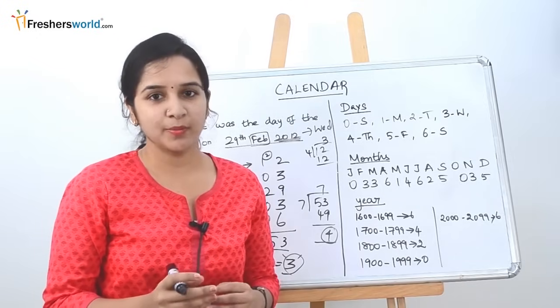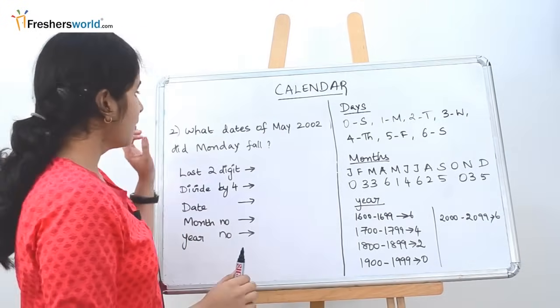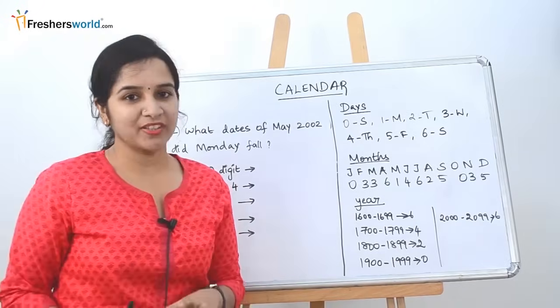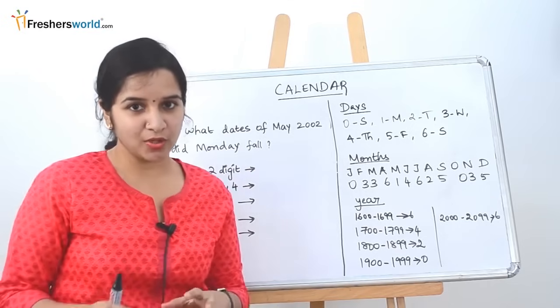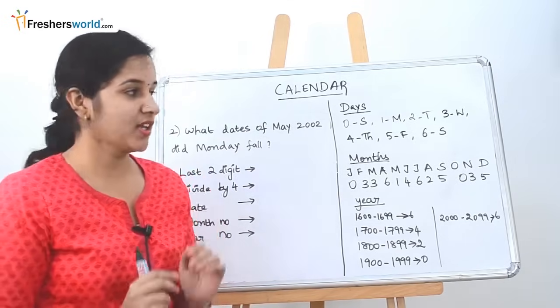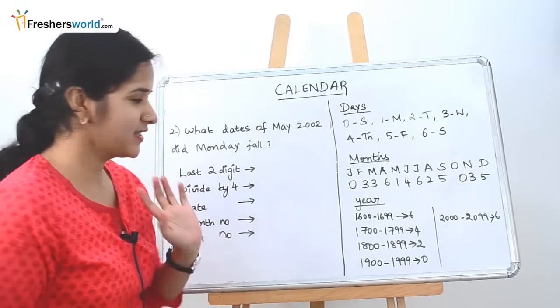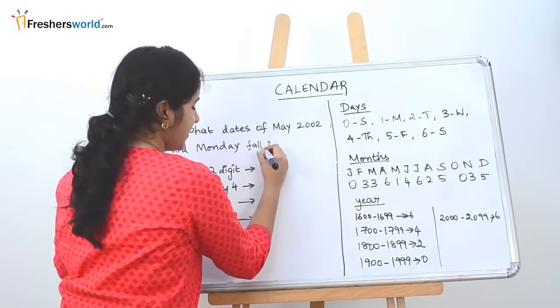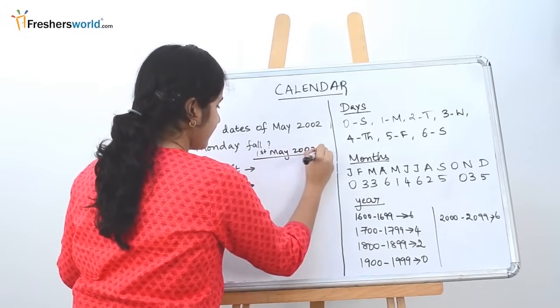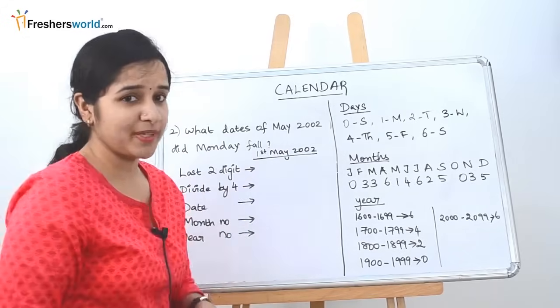Let's solve some other problems. The second sum is, on what dates of May 2002 did Monday fall? So what does this question mean? They are asking that in May 2002, what are the various dates on which Monday fell? So first, how to solve it? The first step is that we take the date 1st May 2002. We are going to solve it in the usual method.